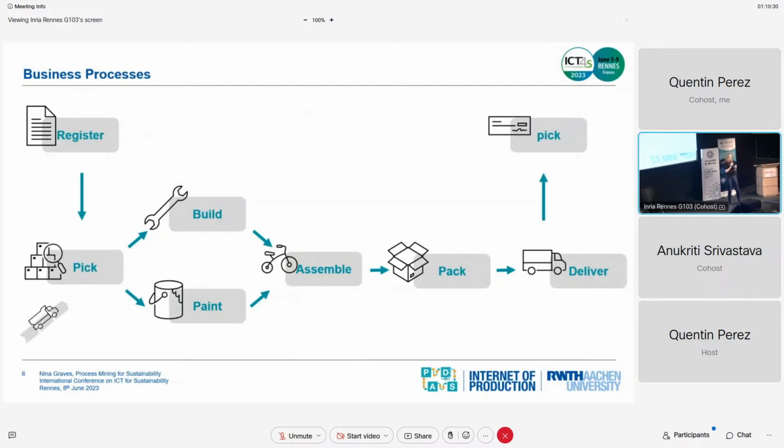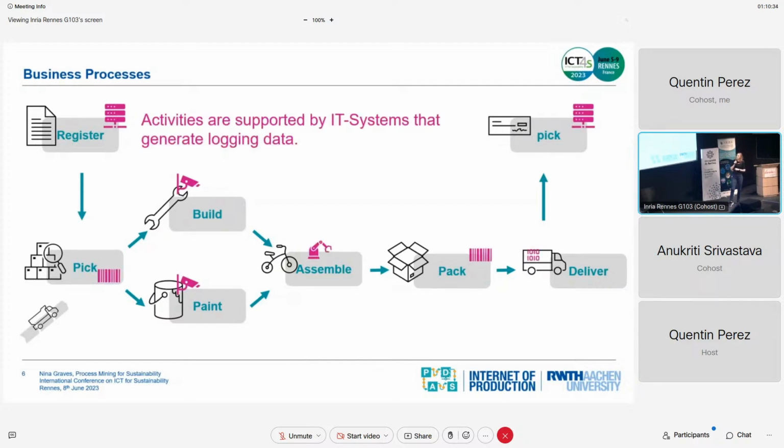What do you do then? But the cool thing is the activities we use are usually supported by IT systems. So these IT systems log what happens. So they have so-called event data that we can use.